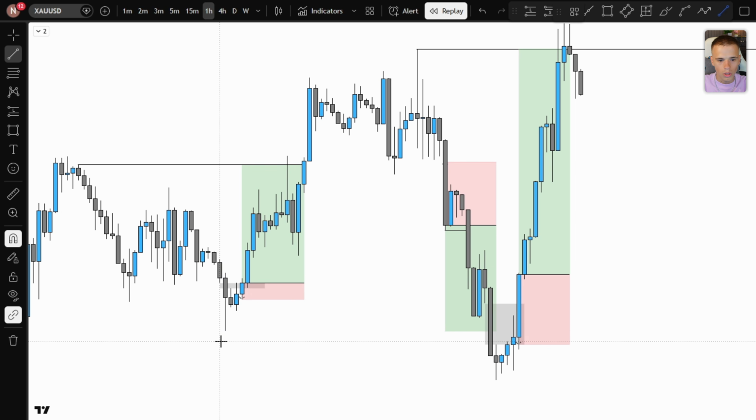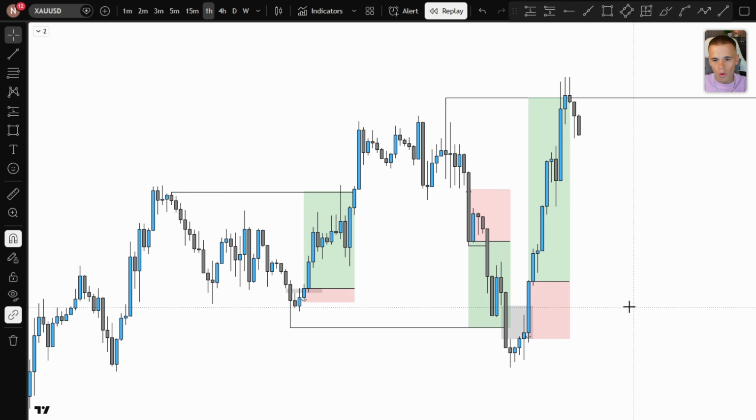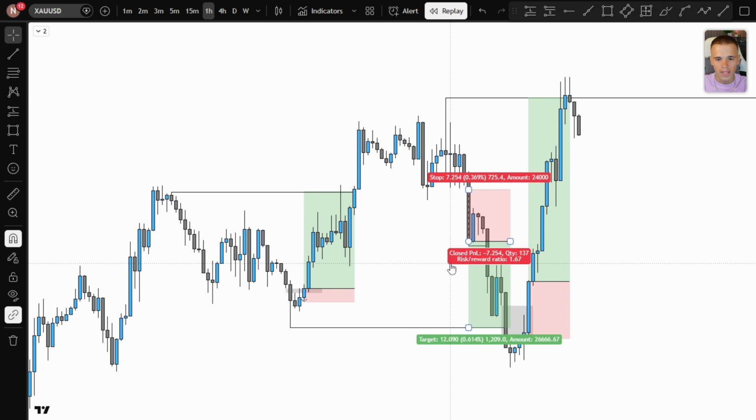You can see right here all the positions that we actually took all played out to the full take profit. Right now here on the chart we have more than 10 risk to reward that we made in just 3 days. So this strategy is just completely insane, and it's working beautifully in the markets.